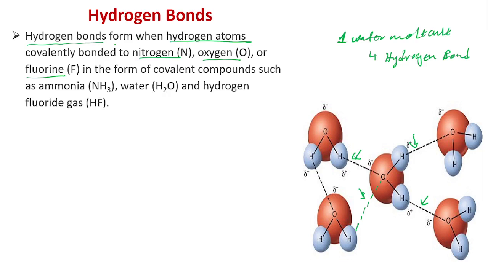For example, hydrogen fluoride gas and the water, these guys are having a polar covalent bond. Okay, a polar covalent bond is a bond which is having partial charges. Like here you have a partially negative charge and a partially positive charge. Why? The electrons are not equally shared.